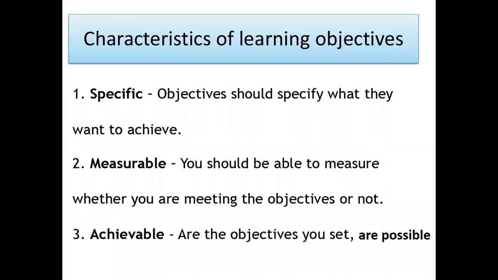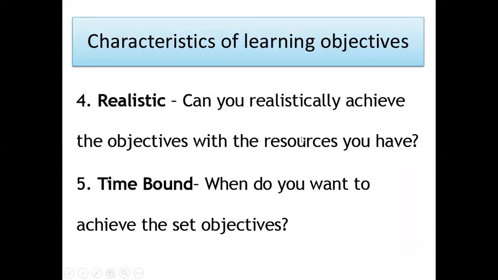So we have discussed all this: the objective should specify what you want to achieve. You should be able to measure whether you are meeting the objective or not. Are the objectives you set possible? Can you realistically achieve the objectives with the resources you have? Time: when do you want to achieve the set objectives? Realistic means that if you are expecting students to measure, discuss, and elaborate something on the other plans, that is not realistic; it should be something possible. It should be relevant to the field as well.